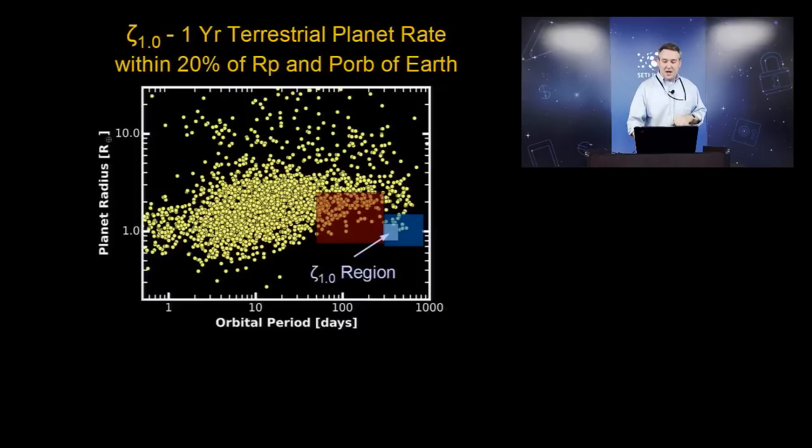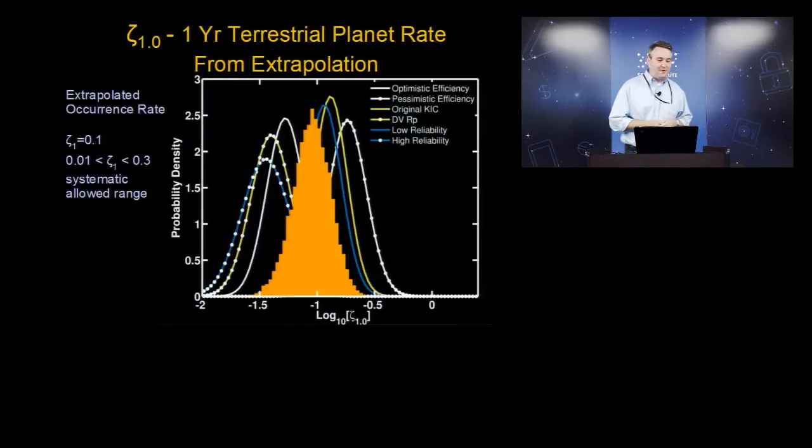And so then you take our solution for the 50 to 300 day range, extrapolate it to this Zeta Earth 1.0 region, and this is the overall occurrence rate that we find. Again, the orange histogram is our best input ingredients. And now the x-axis is on a log scale, so a log of -1 indicates that 10% of stars should have planets with orbital period and radius very similar to Earth, within 20%. So that's our current best estimate of this parameter space with Kepler data.